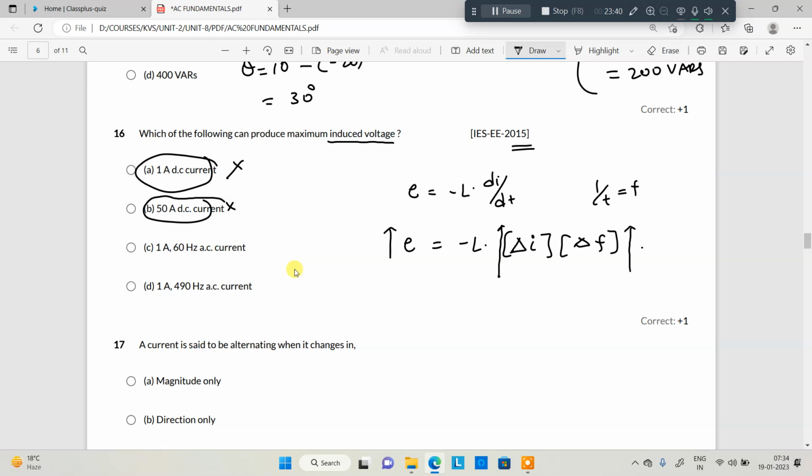Coming to here, which frequency is high? This frequency is high. Current is the same, there is no problem. Whenever current is more, the induced EMF is more. In both options the current is the same, but the frequency here is high. That's why option D is the correct option.